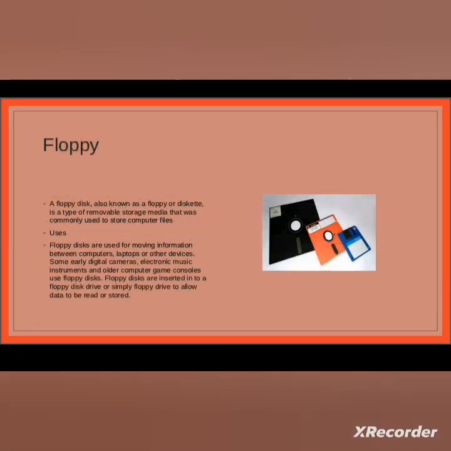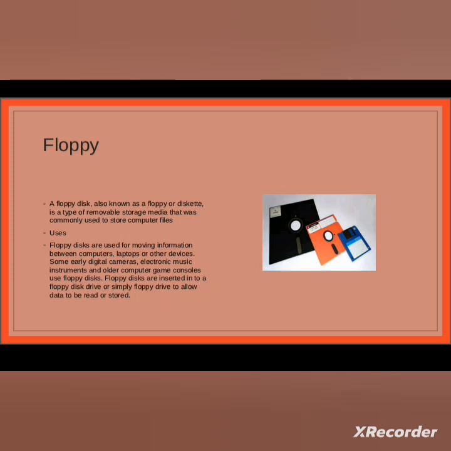The next storage device is a floppy disk or floppy. A floppy disk is a magnetic storage medium for computer systems. A floppy disk is also known as a floppy diskette. It is a type of removable storage media that was commonly used to store computer files. The floppy disk contains a thin, flexible magnetic disk sealed in a square plastic carrier. In order to read and write data from a floppy disk, a computer system must have a floppy disk drive.